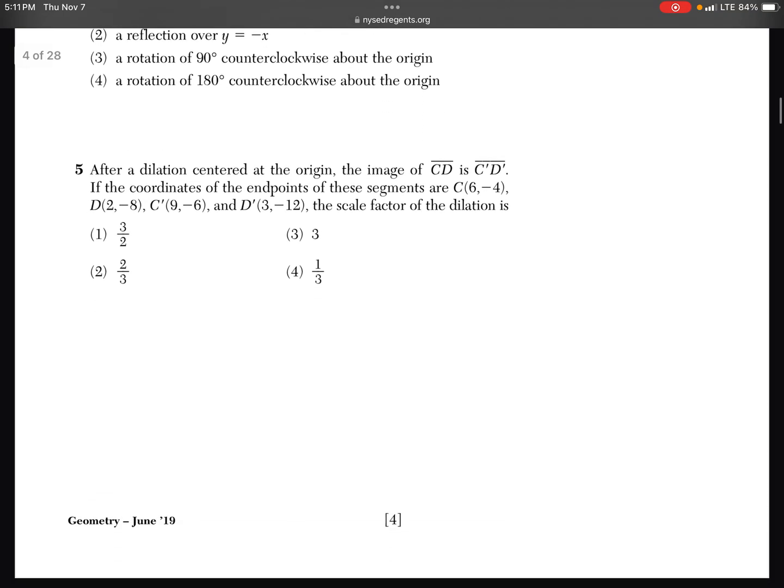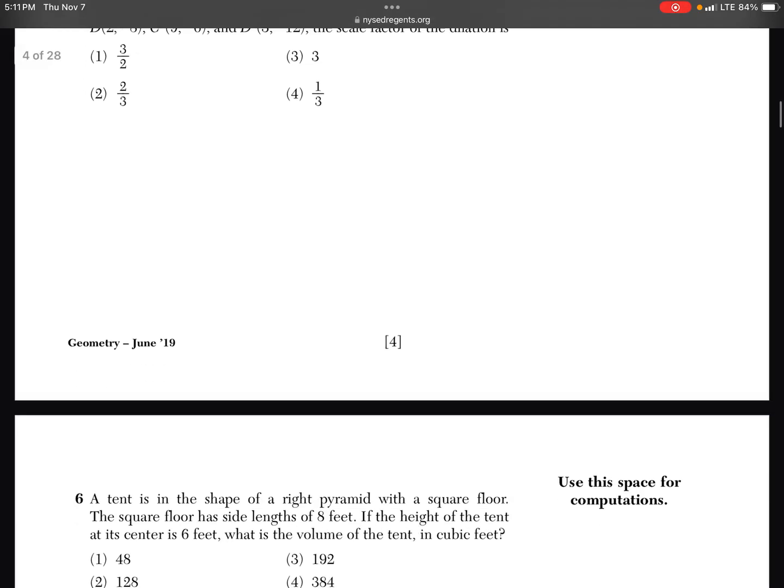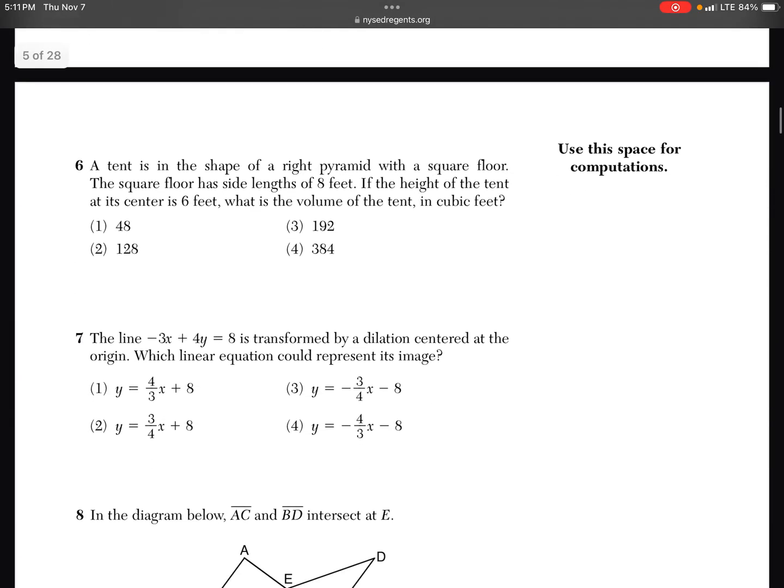Number 5, after a dilation centered at the origin, CD is mapped to C prime, D prime. The coordinates of the endpoints of these segments are those things that we see there. And the scale factor, so let's see, 6 goes to 9, so 1.5 or 3/2, should be answer number 1, 3/2.